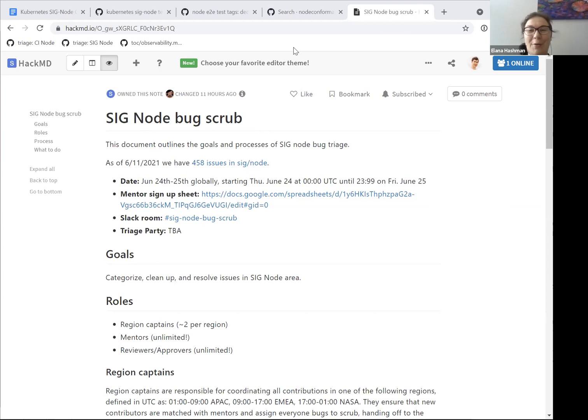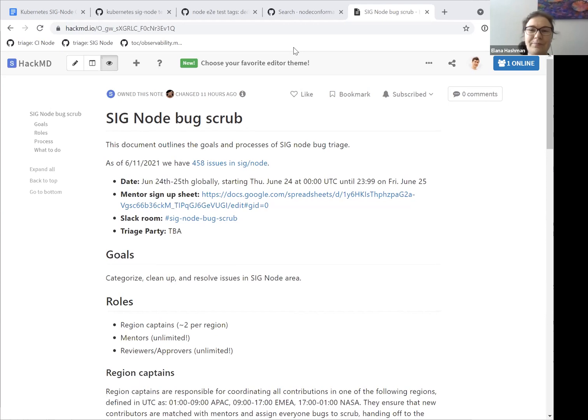But this is our goal, to try to get this 500 issue thing down to something more manageable so we can prioritize what is important, what's not important, are things getting attention, and so on. We have 458 bugs as of last week, so it's like 130 bugs per region, right? If my math is correct.